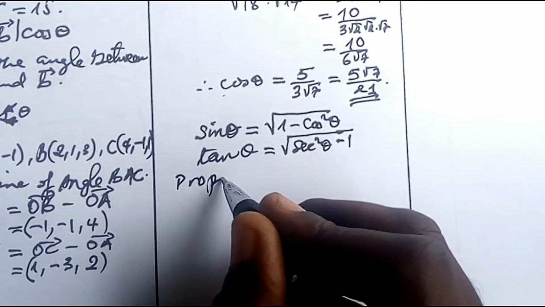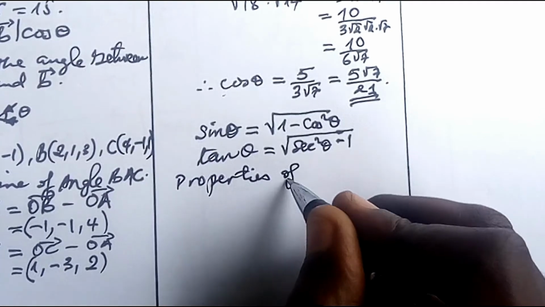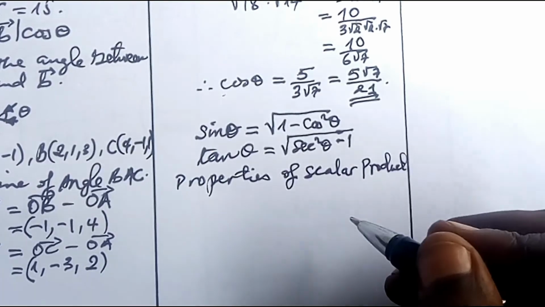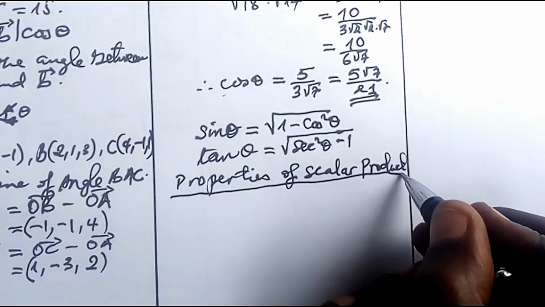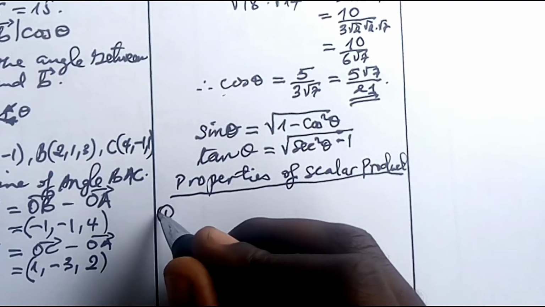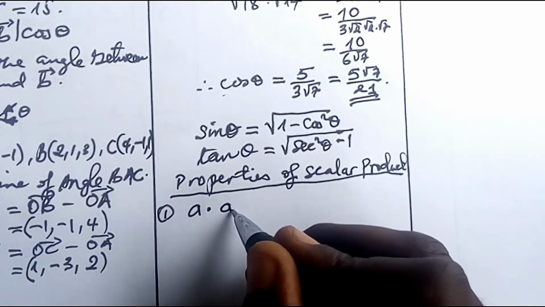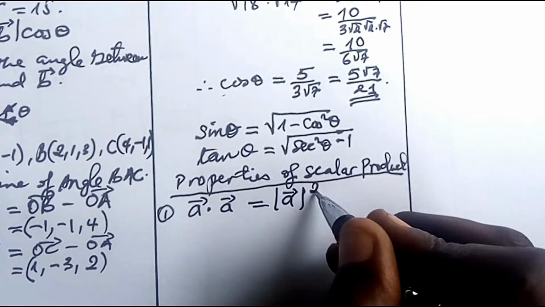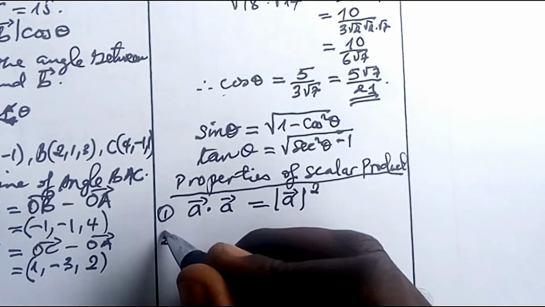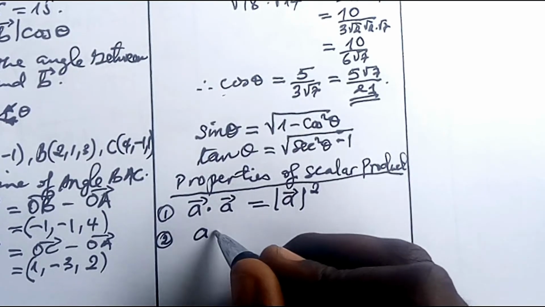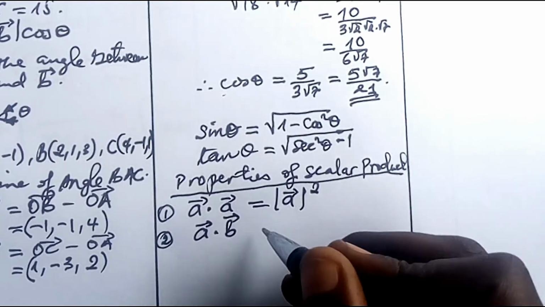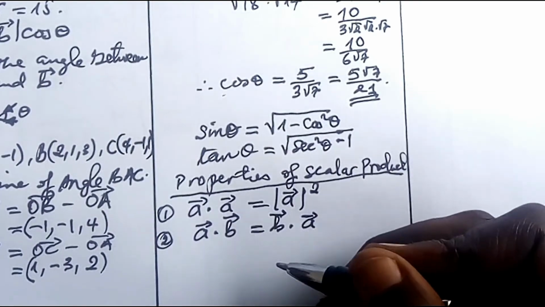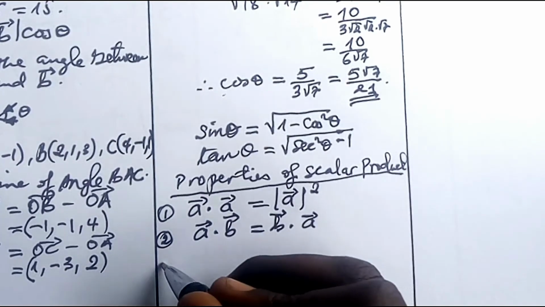Now we have properties of scalar product, which are also very important in solving some problems. One of them would be the fact that A dot A is the same as the magnitude of A squared. The second one, we have that A dot B is the same as B dot A. So commutativity of scalar product.